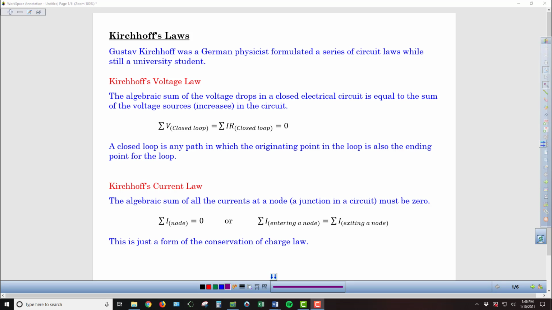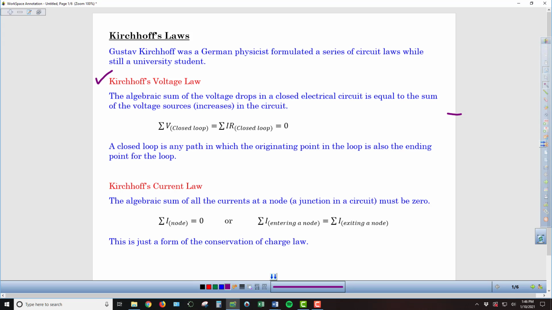So anyway, the two laws help us to develop systems of equations that we can use to solve for the missing currents and the missing resistances in circuits. And so those two laws are as follows. There's the voltage law, which says that if you go around a closed loop in a circuit, all of the voltage changes, whether they are step-ups or step-downs, ultimately have to add up to equal zero.